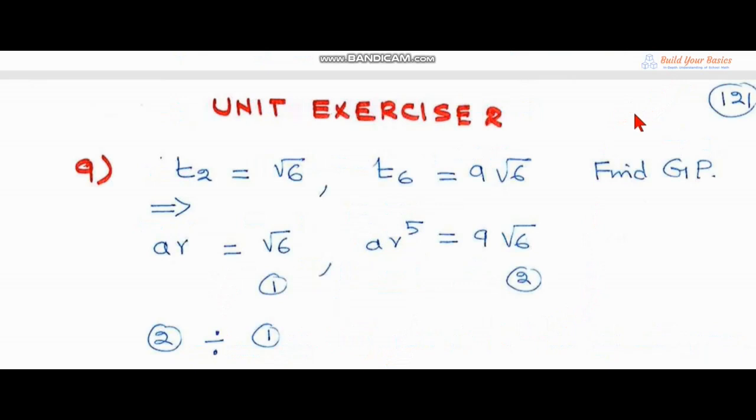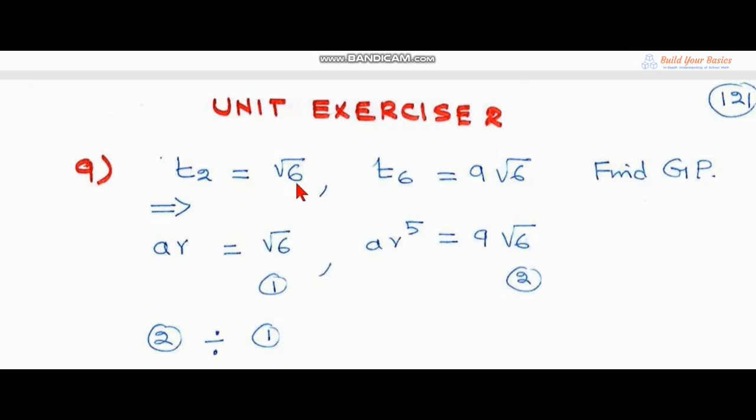Unit exercise 2, sum number 9. Find the GP in which the second term is root 6 and the sixth term is 9 root 6. We have to find the GP. To find the GP, we have to find the first term and common ratio. Then we can write down the GP.